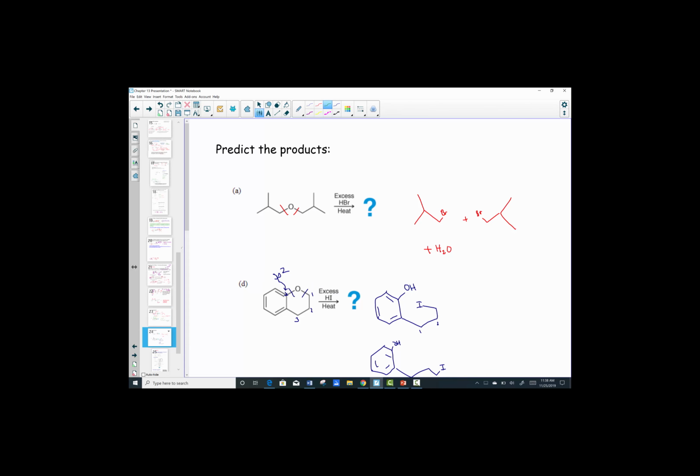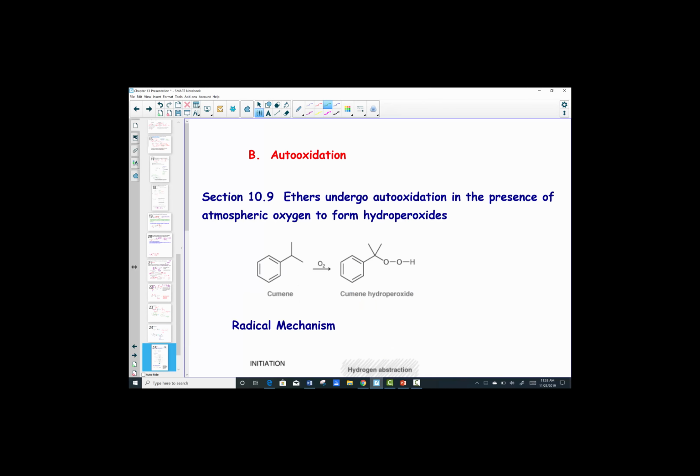Let's take a peek at a next reaction called auto-oxidation. In section 10.9, this chapter 10 was all about radicals, if you recall. We saw this reaction occur. I'm just bringing it back as a reminder. Auto-oxidation, section 10.9. We learned that ethers undergo auto-oxidation in the presence of atmospheric oxygen to form hydroperoxides. So let's understand. Here is a tertiary carbon, and in the presence of molecular oxygen.